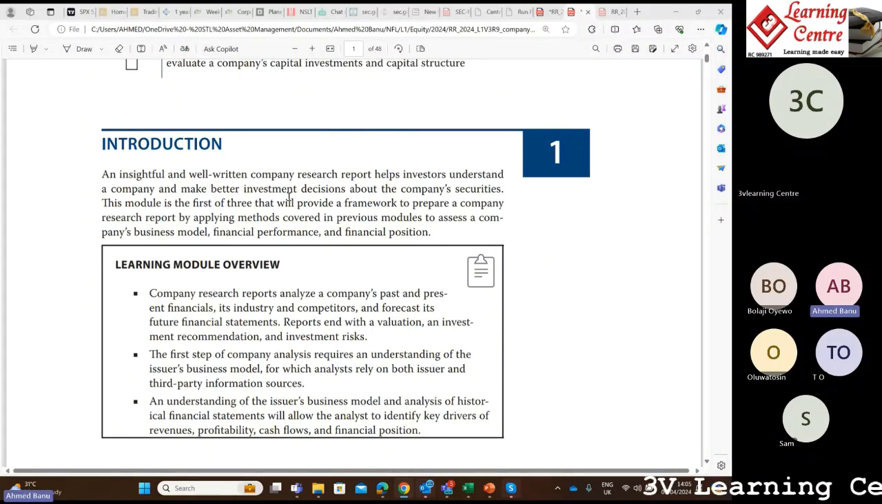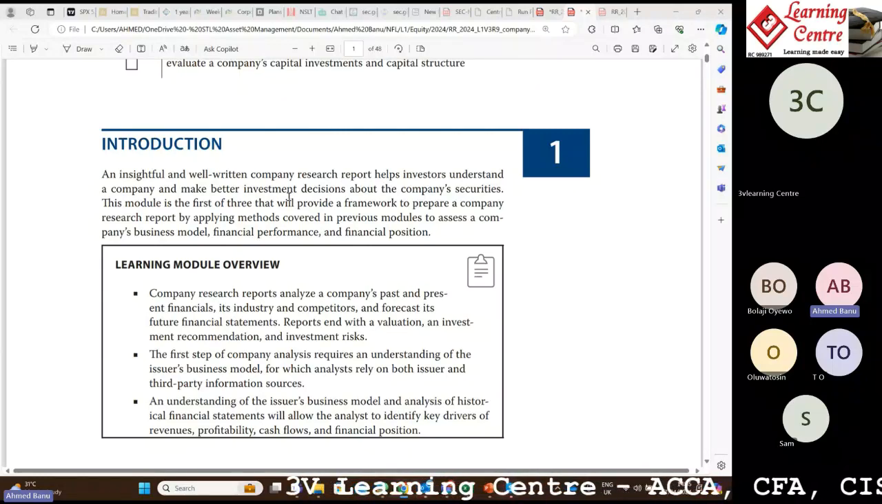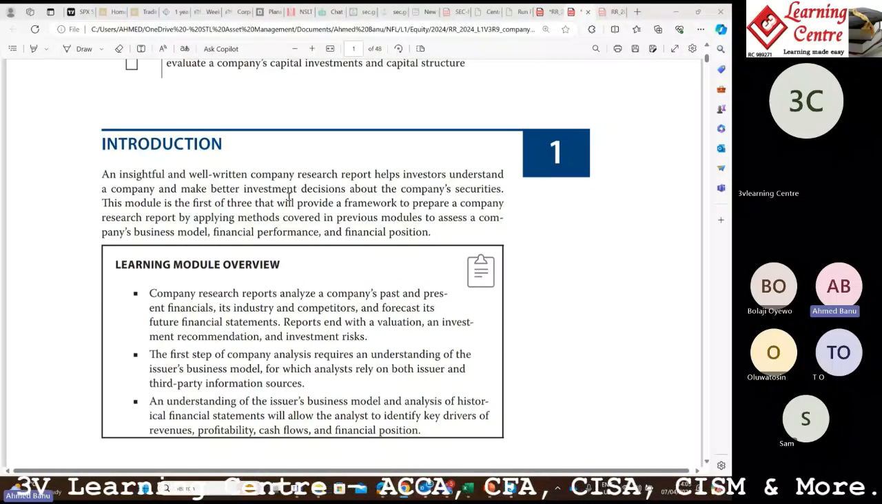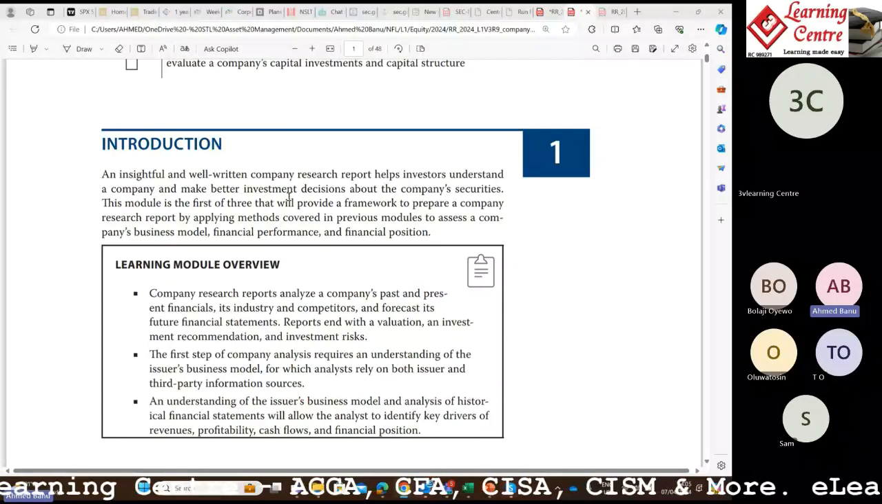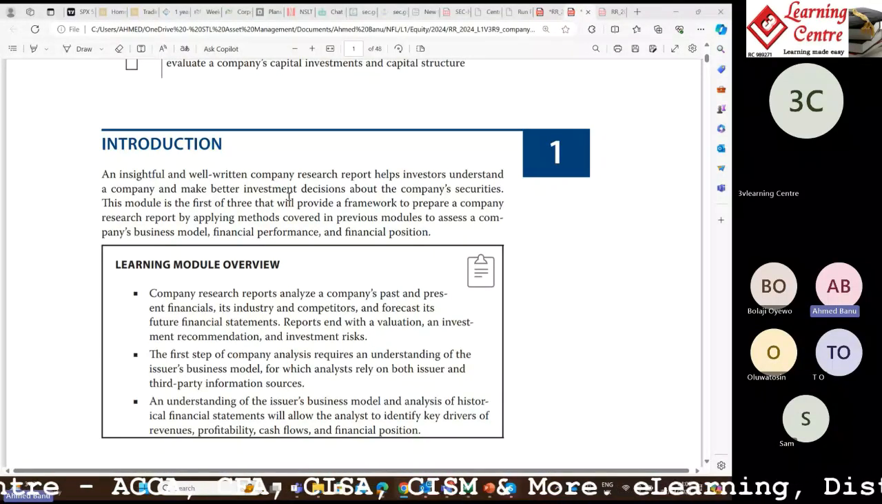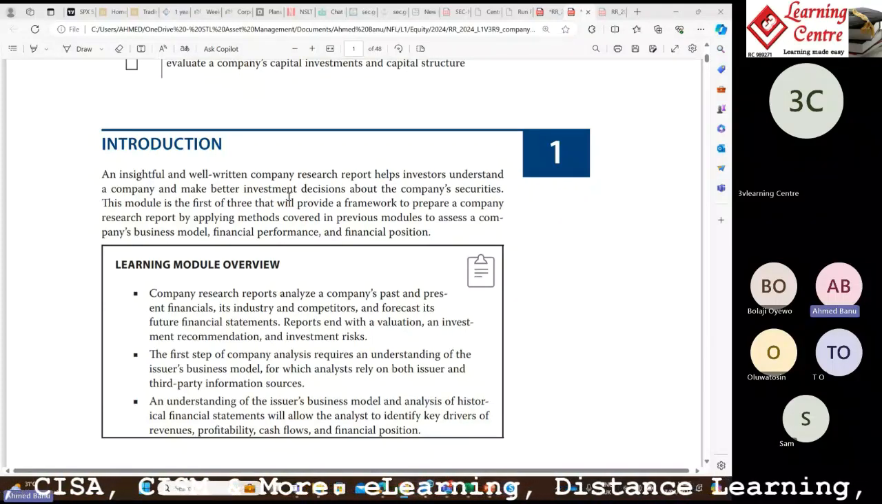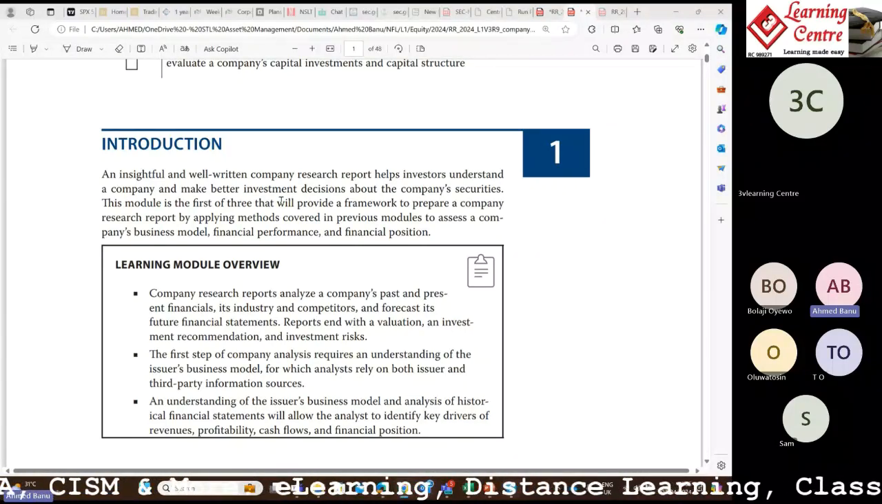So they say this module is the first of 3 that will provide a framework to prepare a company research report by applying methods covered in the previous modules to assess a company's business model, financial performance, and financial position. So there are 3 things we're looking at here: your business model, your financial position, and your financial performance. The whole essence is for us to better understand a company.